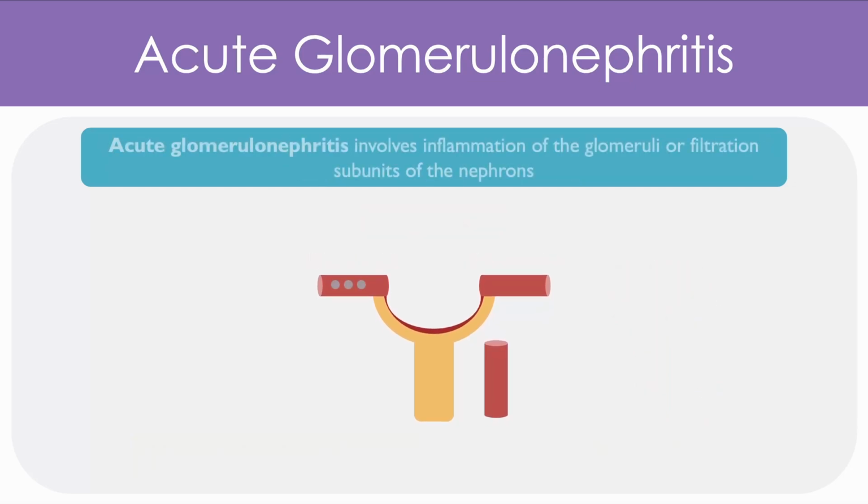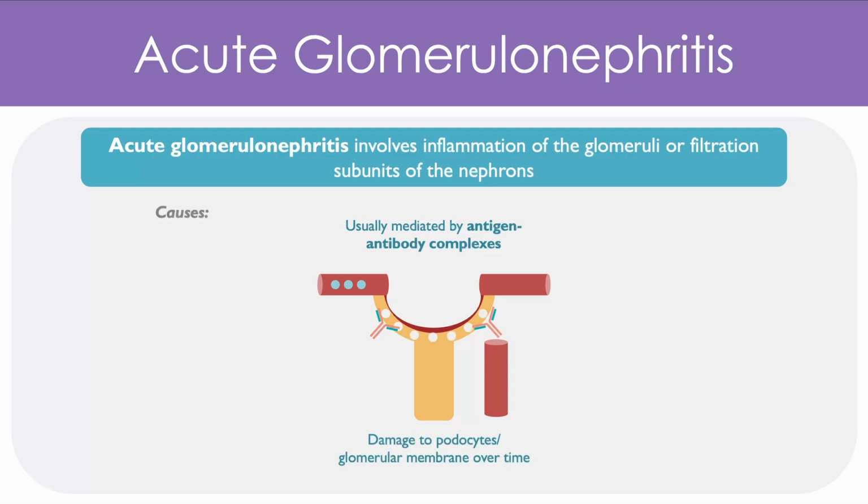In acute glomerulonephritis, there's direct inflammation of the glomeruli as a result of antigen-antibody complexes. And these complexes basically bind to the cells of the glomerular membrane, known as podocytes, and damage them, leading to destruction over time.